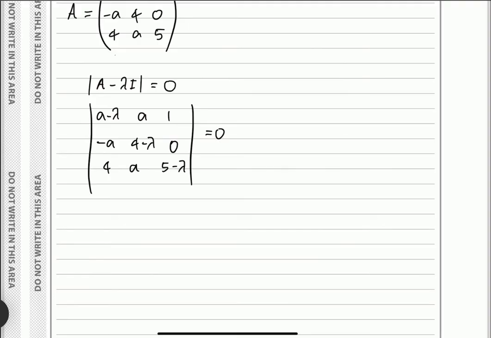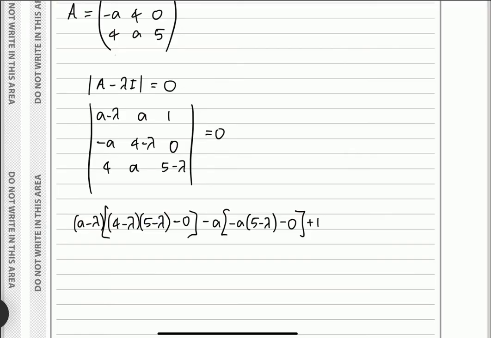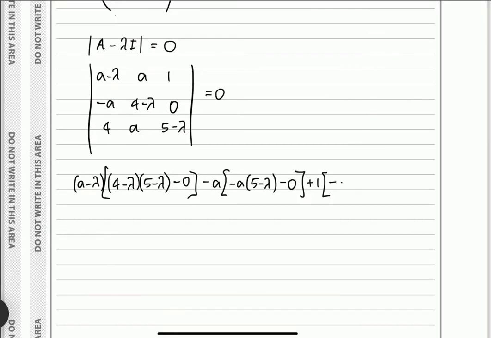Same as we did before with the determinant, we've got the first element times its minor. I won't write them all out this time. Let's just do 4 minus lambda times 5 minus lambda, and then that will be minus 0. I won't even write that in. No, I will. Minus 0. And then minus a times 5 minus lambda, and then minus 0 again, plus 1 times minus a times a minus 4 times 4 minus lambda. And all of that has to equal 0.